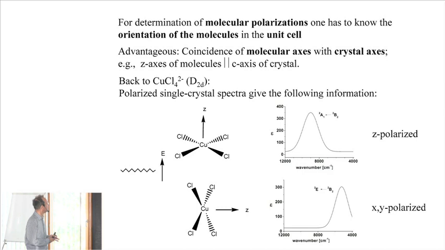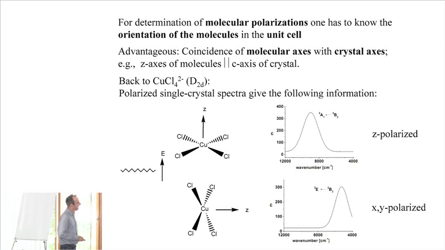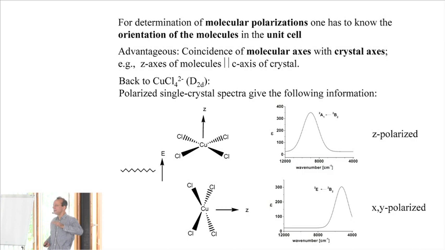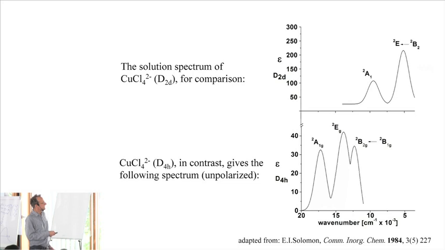So back to tetrachloroplatinate, the polarized single crystal spectra give you the following information. The z-polarized transition is here at about 9,000 wave numbers, which is the b2g to b1g transition. And the xy-polarized transition is at lower energy. It's a transition to the eg state. So by two different experiments, you get two different bands, and you can extract your molecular polarization from these experiments. Very nice experiments, but not many people are doing this in the world, I have to say, unfortunately. The solution spectrum looks like this.